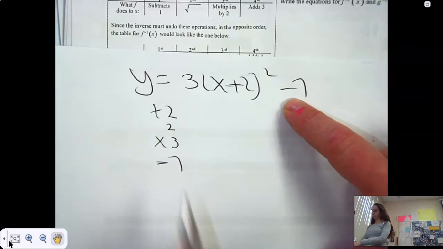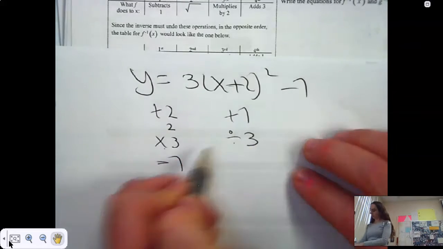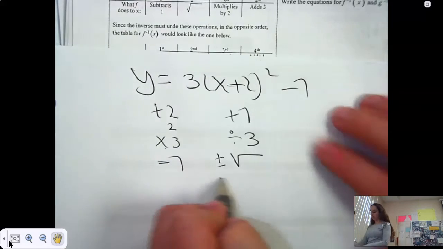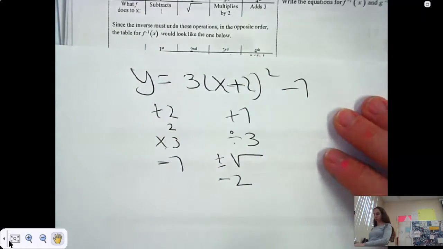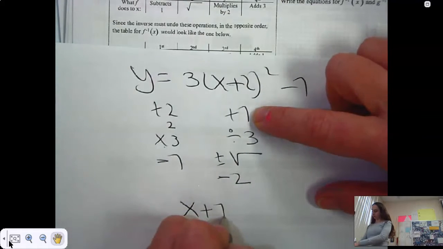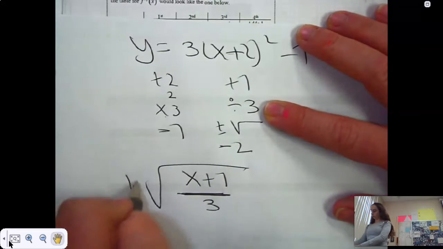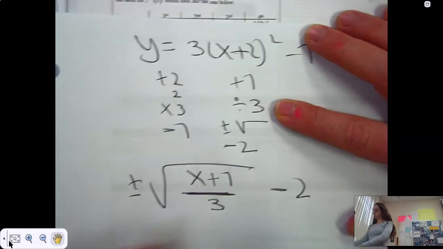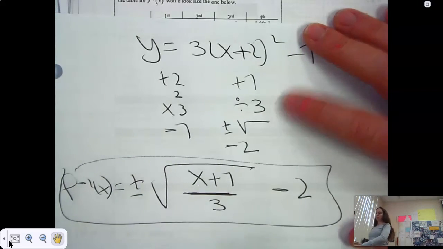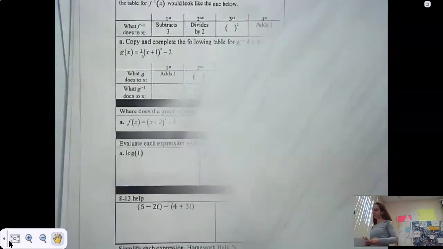So remember, with the inverse, you go backwards. Add 7, divide by 3. The opposite of squared is square root, plus or minus, and then minus 2. So my inverse would be you take that number, you add 7, you divide it by 3, you square root it plus or minus, and then you subtract 2. And that would be your inverse. Okay? If you're still feeling overwhelmed, I encourage you to use homework help on CPM.